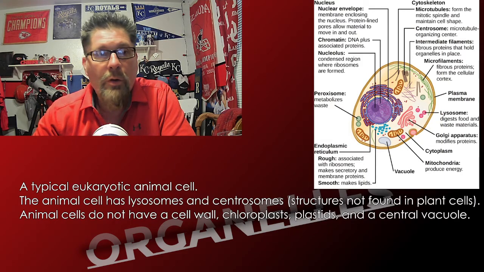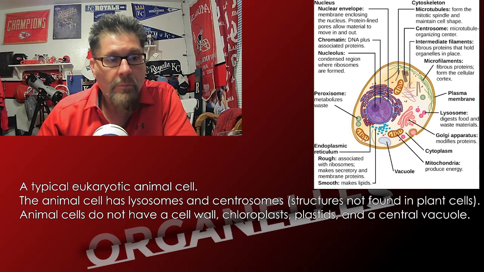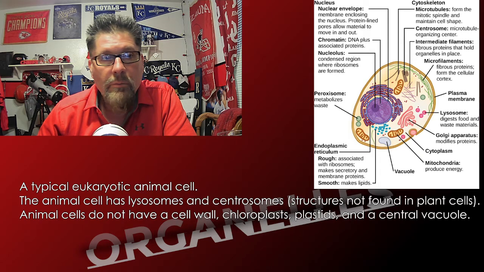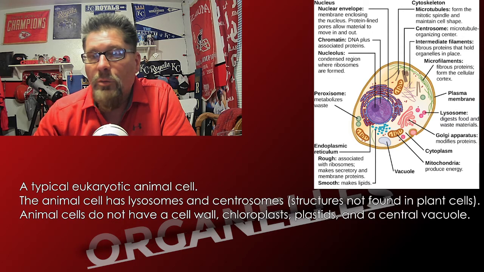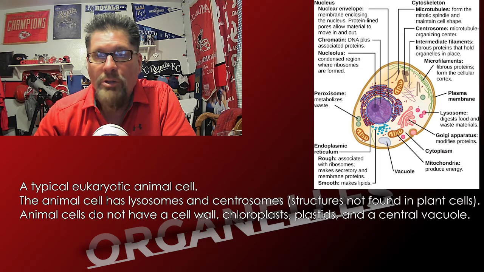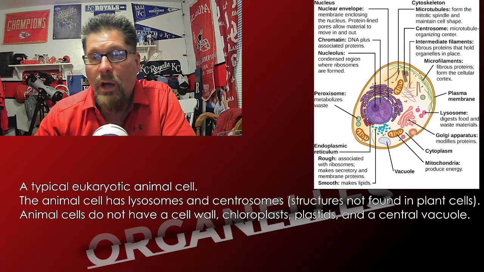Okay, continuing with eukaryotic cells. The picture beside me is a list of all the major organelles, and each of those have their own video. So we'll talk about those. But what we want to talk about is things that animal cells have that plant cells do not. And those two main ones would be lysosomes and centrosomes. They're not found in plant cells.